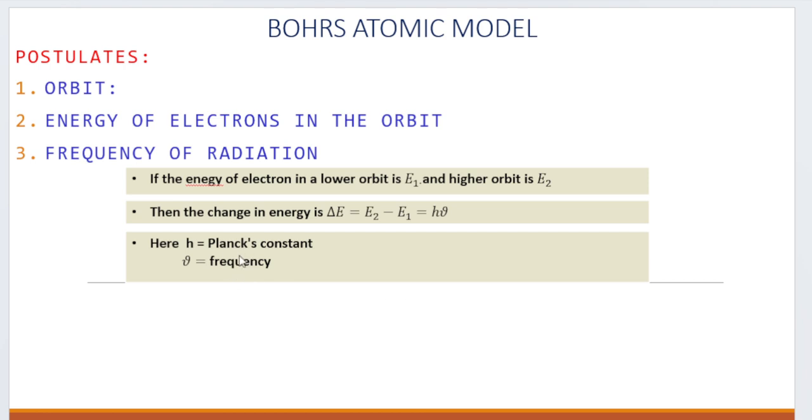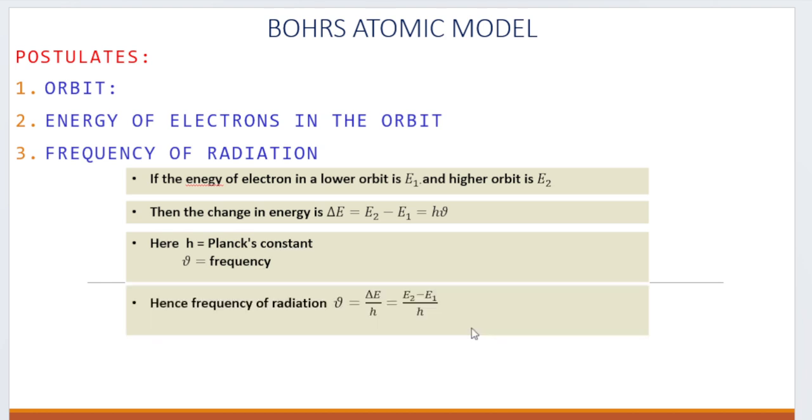Where h is Planck's constant and nu is frequency. Next one is the frequency of radiation. Nu is the frequency of radiation. Delta E equals h nu, so nu equals delta E by h, which is E2 minus E1 by h. Hence the frequency of radiation is nu equals delta E by h equals E2 minus E1 by h.